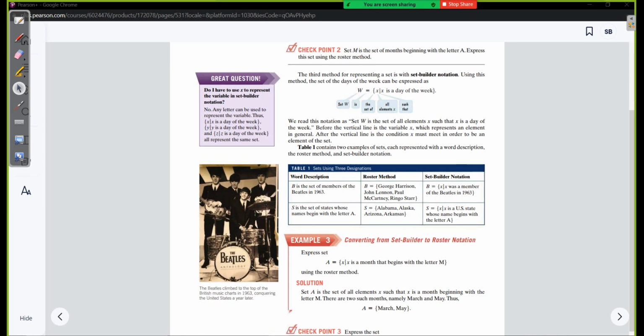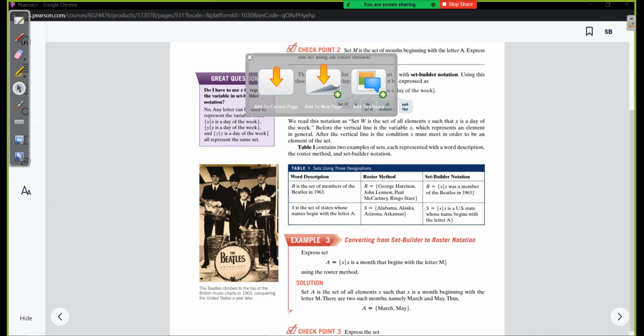Okay, next up, this is pretty important. The third method, because if you recall there were 3 methods, is called set builder notation.